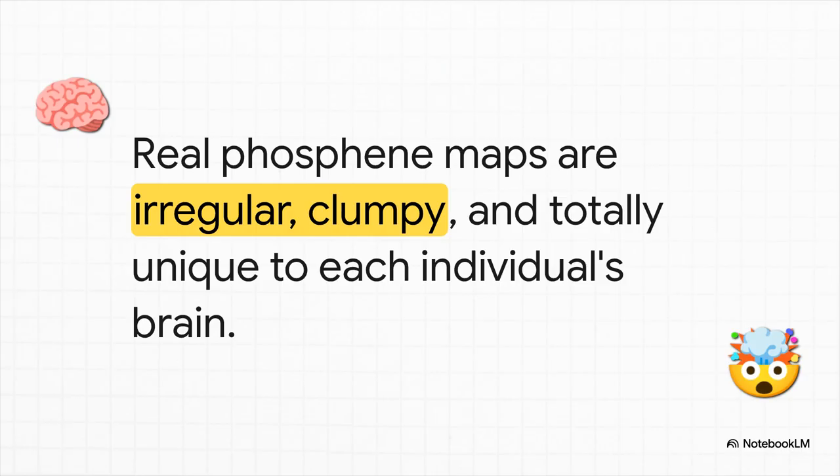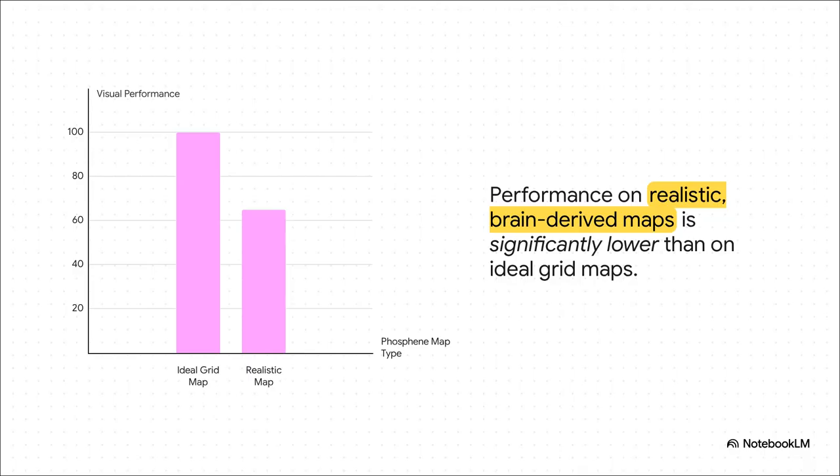As we've learned from incredibly detailed brain scans from the Human Connectome Project, the way our visual world gets mapped onto our cortex is irregular, it's clumpy, and it is totally unique from one person to the next. So the phosphene map you get isn't a neat grid, it's more like a scattered, kind of distorted constellation of points. And that messiness has very real consequences. When researchers like Wang and their colleagues ran simulations of visual tasks, they found that a person's performance dropped significantly when they used these realistic, messy brain-derived maps compared to those perfect, idealized grids. The big takeaway? Any system that's going to work has to be designed for the brain we actually have, not the perfect one we wish it was.